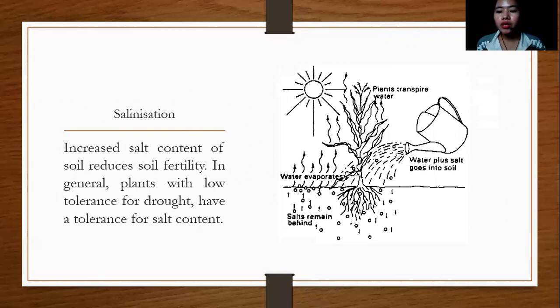Salinization. Sa increased salt contents of soil reduces soil fertility. So pagtaas kaayo ang salt content sa isa ka soil, ang ending is dili maging productive. So plants with low tolerance for drought have a low tolerance for salt content. So pag ang isa daw ka plant is dili siya makasurvive sa drought, na dili pod siya makasurvive sa area which is rich in salt or salt content.